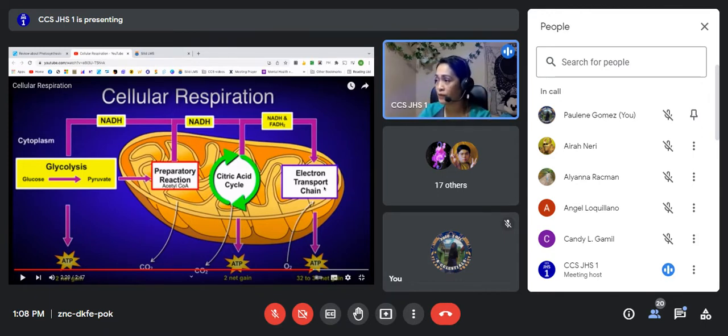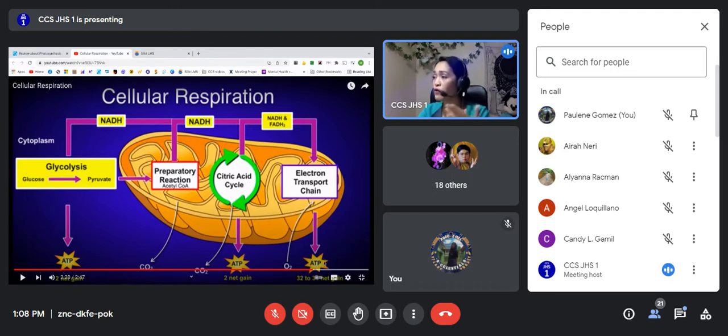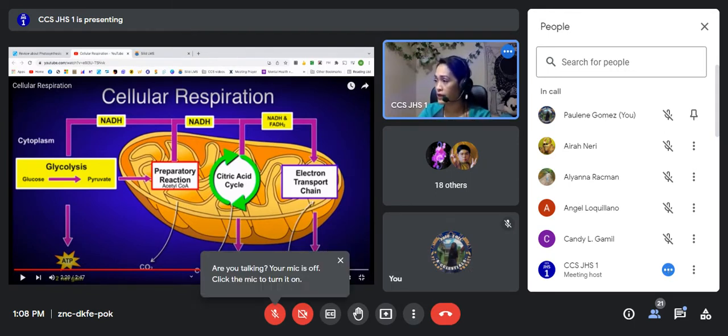Do you get that point? It's actually the first and second stages that provided the necessary ingredients or substances that will be transformed in the final stage into more ATP.